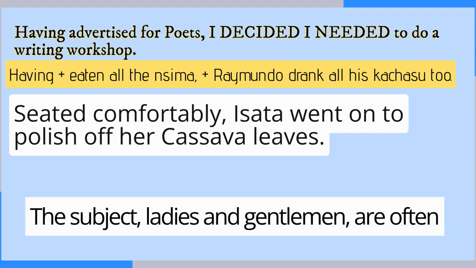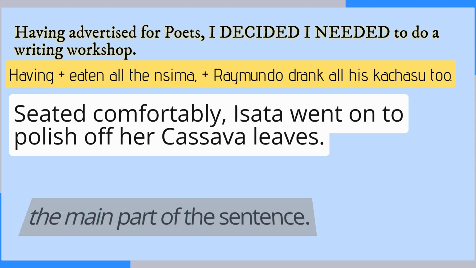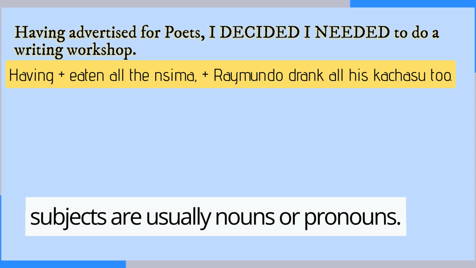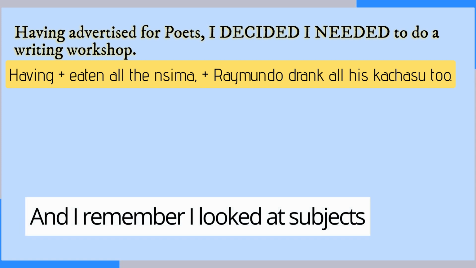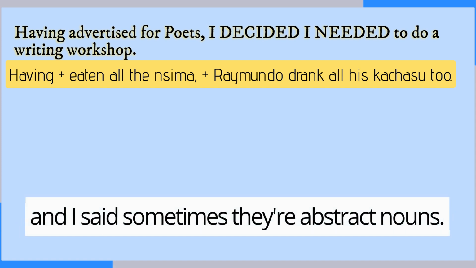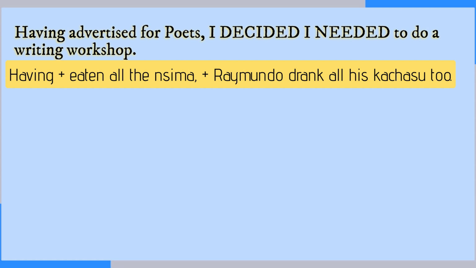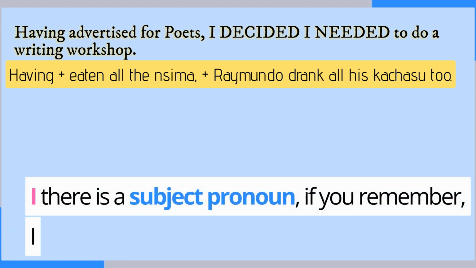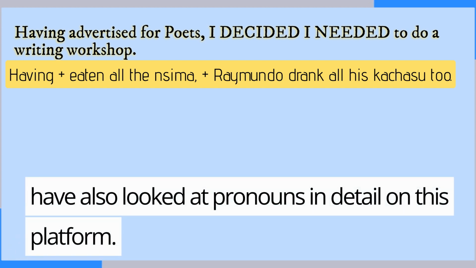The subject, ladies and gentlemen, is often the main part of the sentence, and I've told you on here that subjects are usually nouns or pronouns. And I remember I looked at subjects that might be different types of nouns, and I said sometimes they're abstract nouns. Today, my subject in my sentence is the pronoun I. I there is a subject pronoun. If you remember, I have also looked at pronouns in detail on this platform.